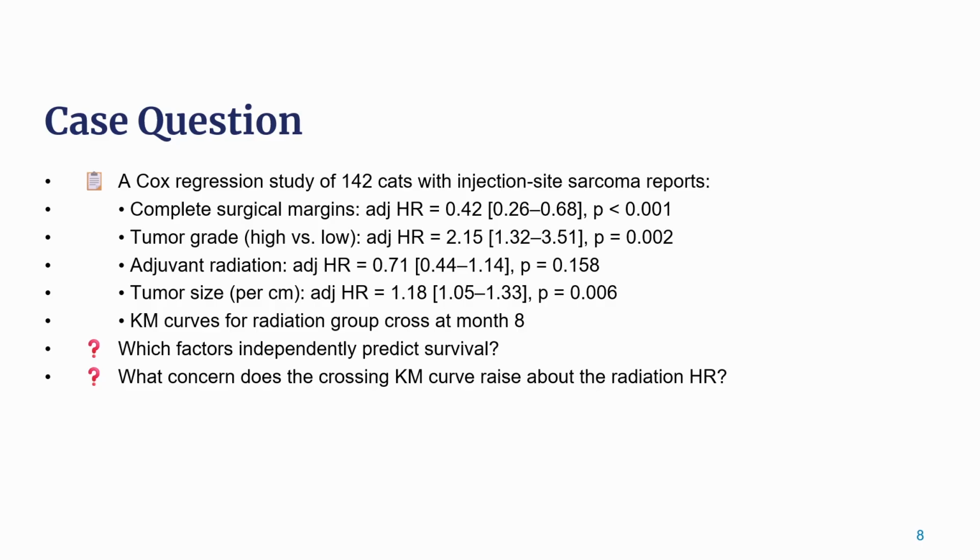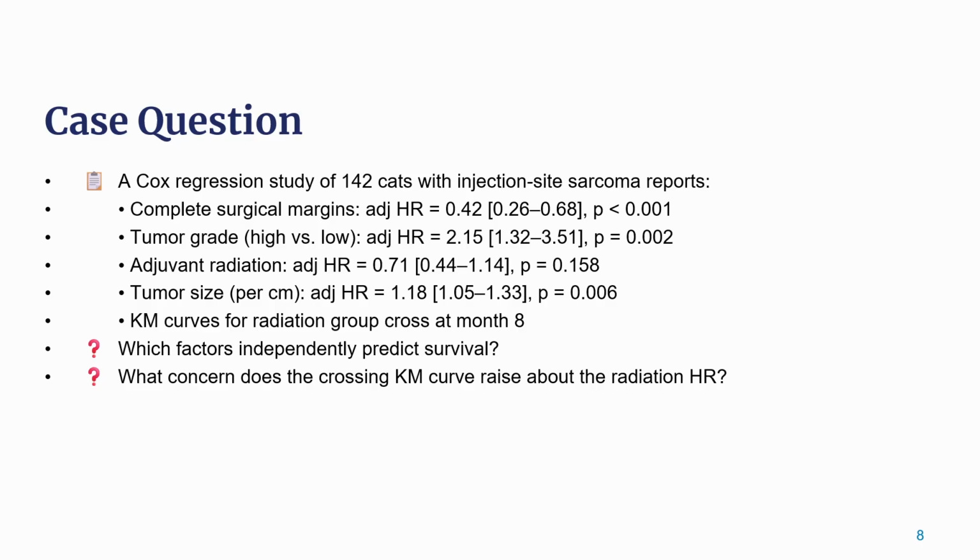Adjuvant radiation, HR equals 0.71. The point estimate suggests benefit, but the CI is 0.44 to 1.14. It crosses 1, so it is not statistically significant in this model. We cannot conclude radiation independently improves survival after adjusting for other factors.